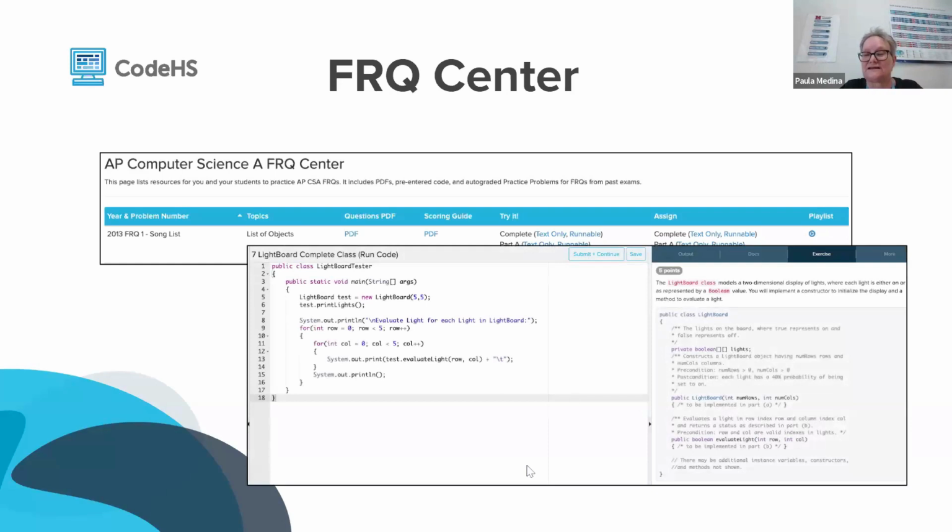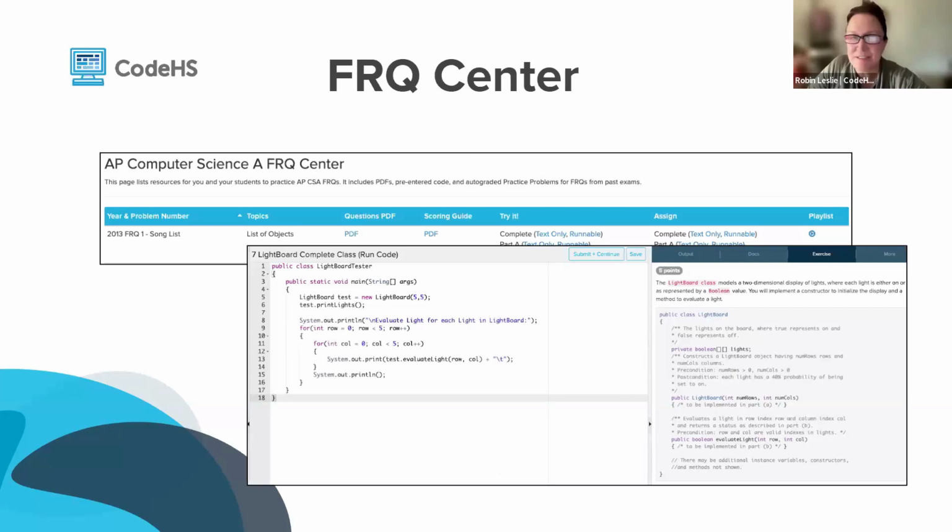And here's just an example of how well laid out these materials are. Last year, I'd give them the FRQ, and then I built this shell so that they could practice. But CodeHS has done all of this for us. It just takes a little practice going in and figuring out how to load them into your class, but once you get that figured out, it will save you so much time.